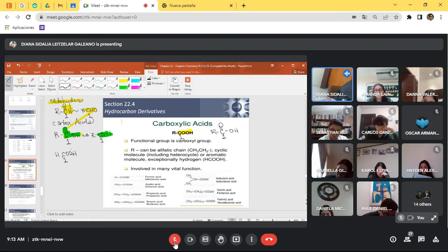So the name of 1 carbon compound is methane. Since we have the carbonyl group, it means it's a carboxylic acid, not an alkane. So we take away the A and E and add oic acid.